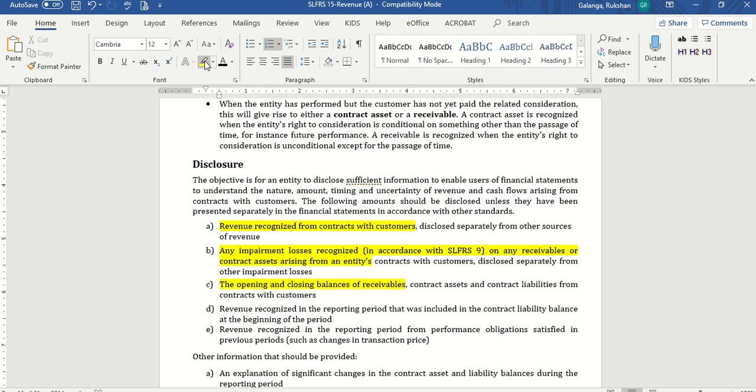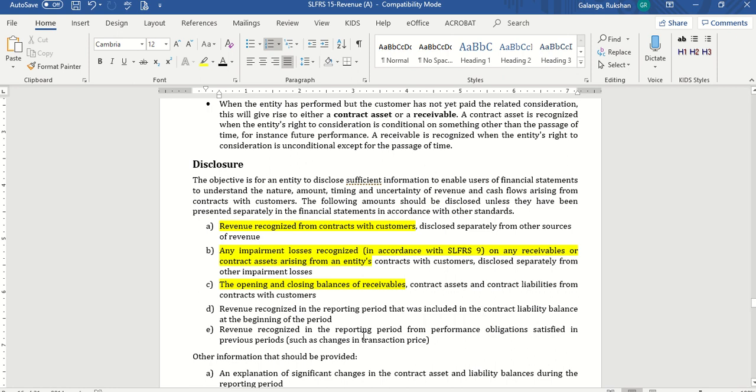And if there's any movement of the current assets and the current liabilities, especially trade receivable and the revenue received in advance, that needs to be shown, and revenue recognized in the reporting period that was included in the current liability balance at the beginning of the period, right? That means sometimes, as we discussed earlier, the customers may pay us the amount a little in advance. In that case, initially we recognize that as a liability in the financial statement, and by the time we deliver the good or the service, or when the control of the goods is passing to the other party, we should recognize the revenue.